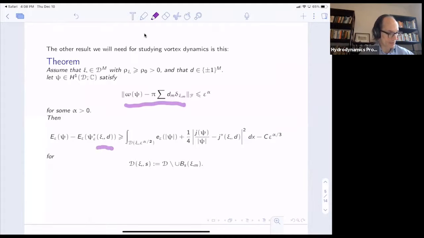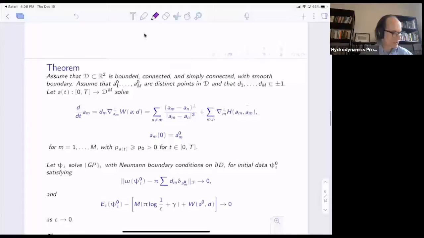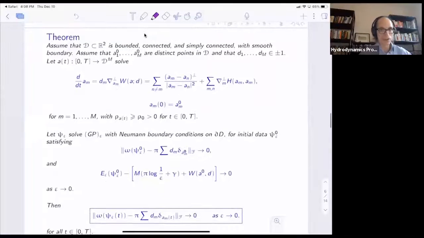energy is essentially, not only is it bigger than the energy of this nearly optimal wave function psi star with vortices at those locations, so it's bigger up to a small error, but also it controls certain norms. So if the energy is nearly that of psi star, then in fact psi is close to psi star in the sense that these quantities are small. Okay, and so those are the theorems, and then let's see. With that, we wanted to prove, and so this is our main result about point vortex dynamics.